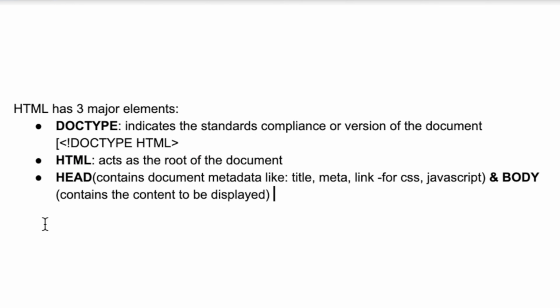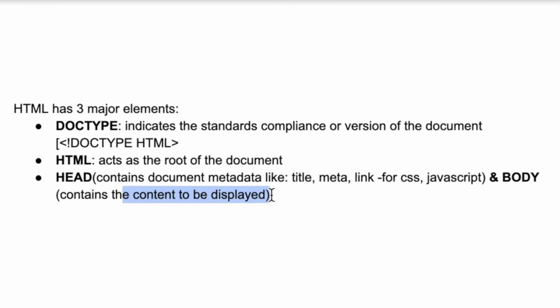And the third major tags are head and body. Head contains all the document metadata. The metadata may be like title, then link. Linking means some style sheet or some JavaScript. We'll learn those things later, not now. And there is another tag, it is called body, or this is also an element. The tags and elements are interchangeable. Sometimes we call it tag and sometimes we call it element.